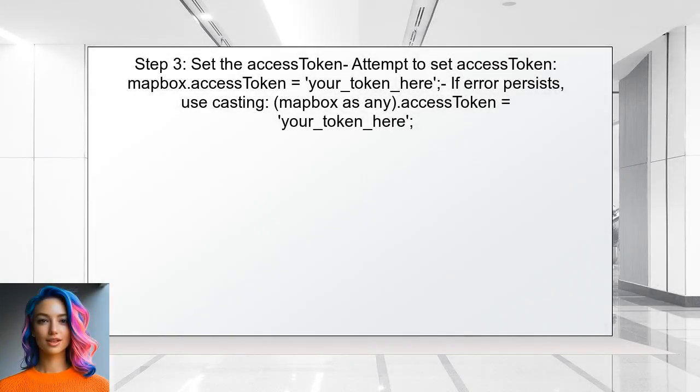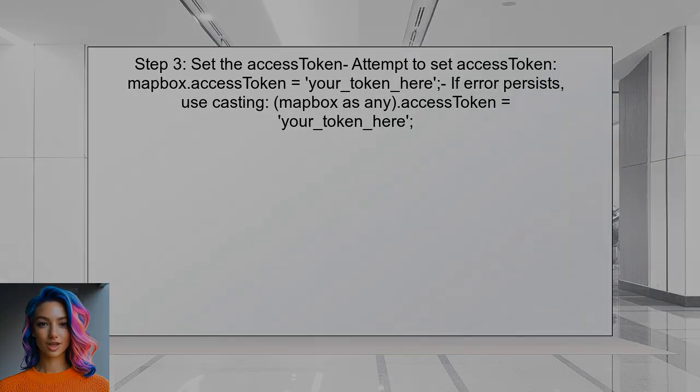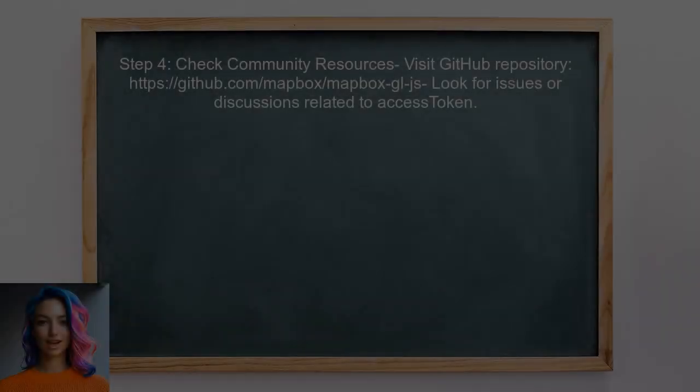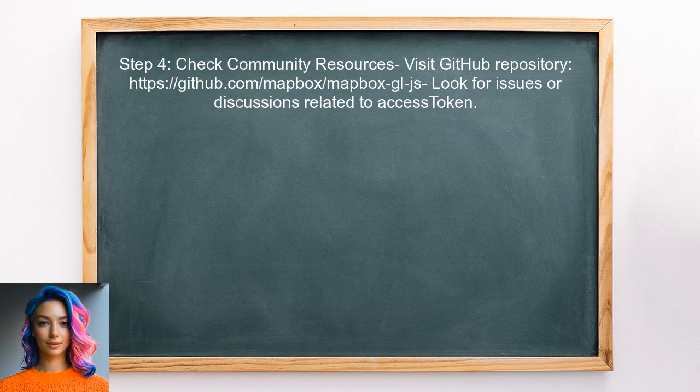Now, the user can try to set the access token again. However, if the error persists, they might need to cast the Mapbox object to any type as a temporary workaround. Finally, the user should consider checking for updates or issues in the community forums or the GitHub repository for Mapbox-GL. This can provide insights into similar problems faced by other users.